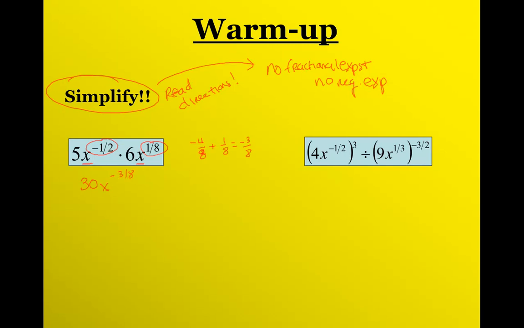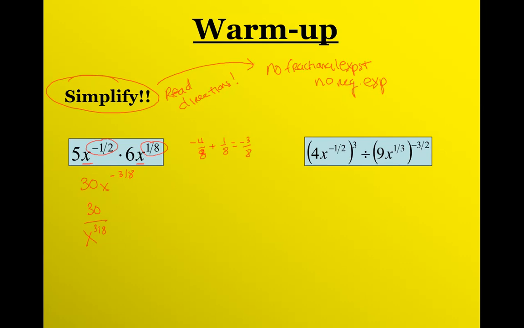Negative 3/8. So let's get rid of that negative first, right? Because it says both pieces. It has a fractional exponent and a negative exponent. So let's get rid of that negative. If you remember, and we even talked about this with rational functions, if you have something like x to the power of negative 1, it's 1 over x, right? That's an inverse variation. So this is 30 over x to the power of 3/8. And now I've gotten rid of that negative, right?